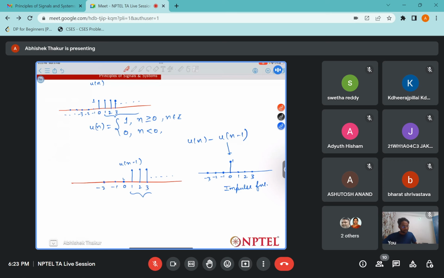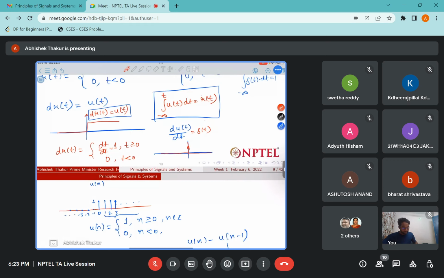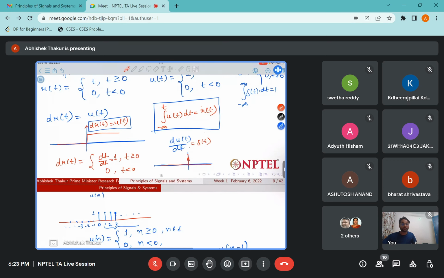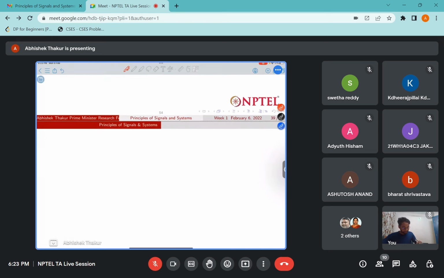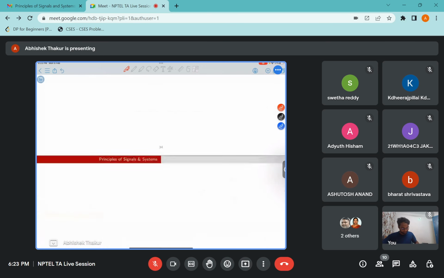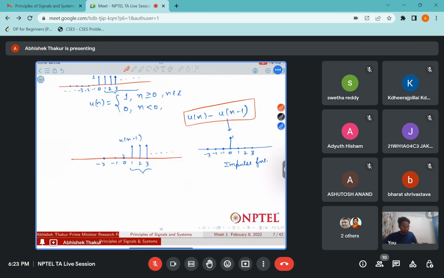So here you can see, in the previous case, the derivative of u(t) was the impulse. Here you can see u[n] minus u[n-1]. This is also one of the symbols of derivative in the discrete domain. This u[n] minus u[n-1] is also a derivative in the discrete domain. So this is our impulse function. Okay, any doubt up to here?